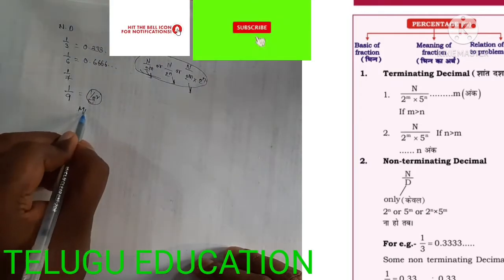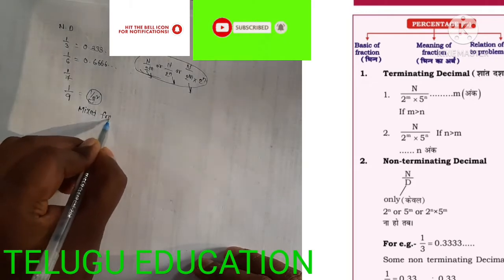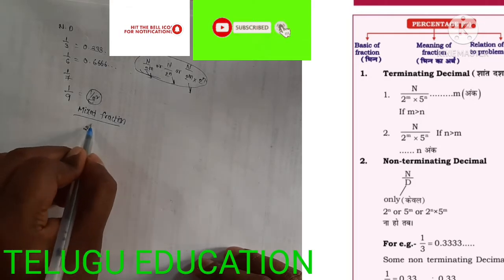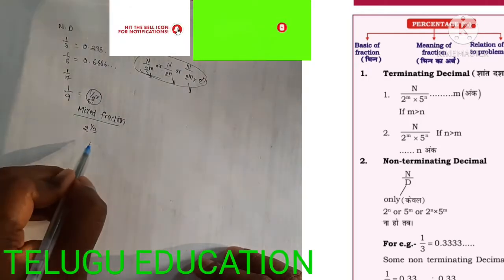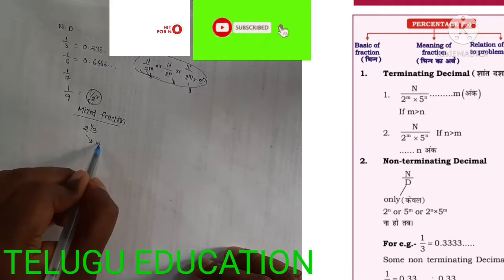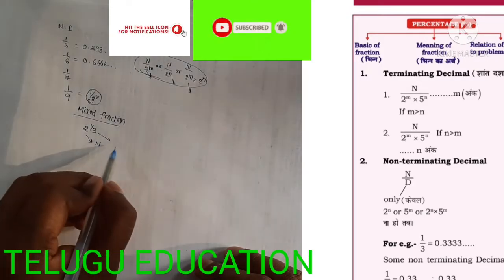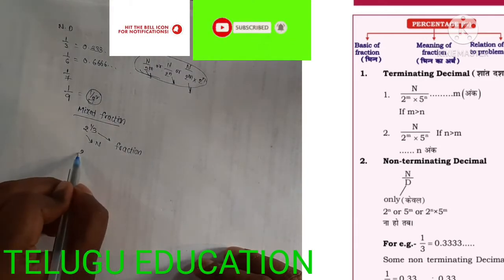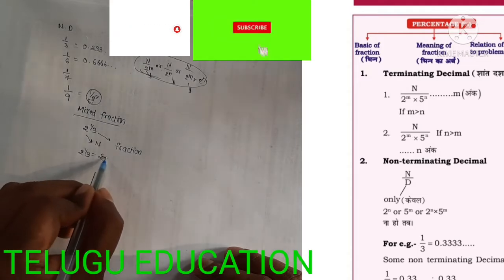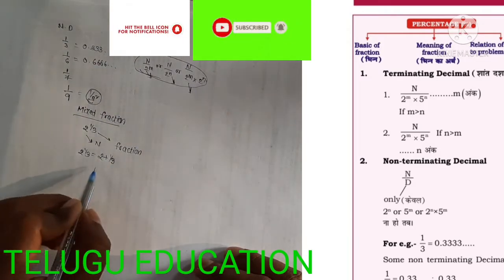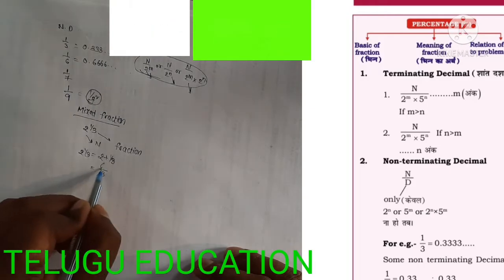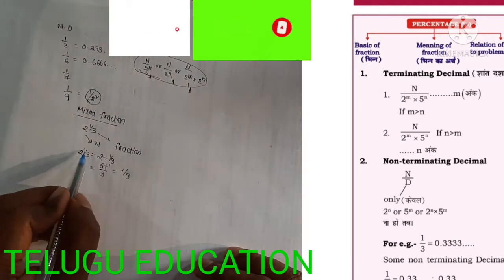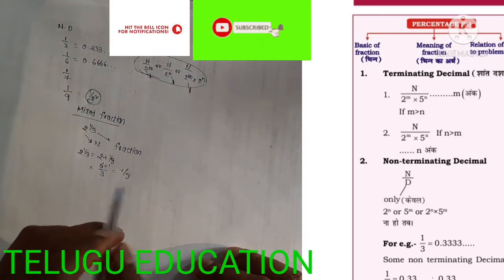Next, what is a mixed fraction? A number of the form 2 1/3 is called a mixed fraction. Here 2 is a natural number and 1/3 is a fraction. So 2 1/3 can be written as 2 plus 1/3. What is the value? 3 times 2 is 6, plus 1, so the result is 7/3. So 2 1/3 can be written as 2 plus 1/3.